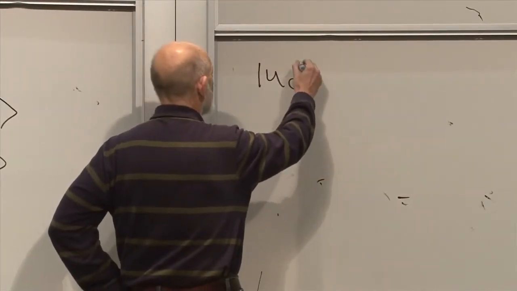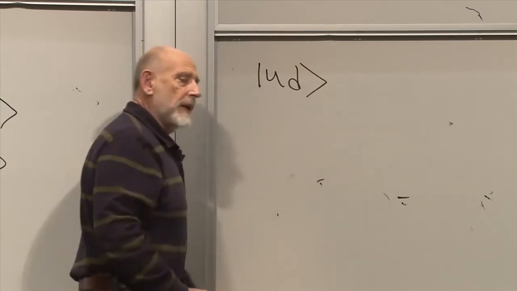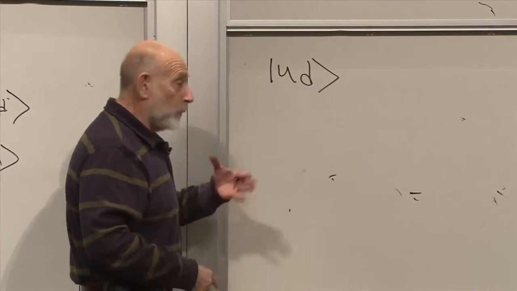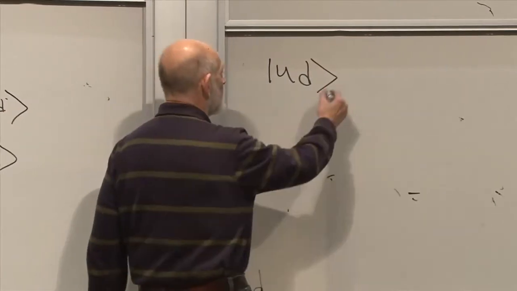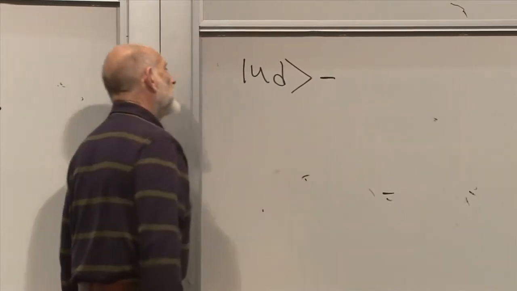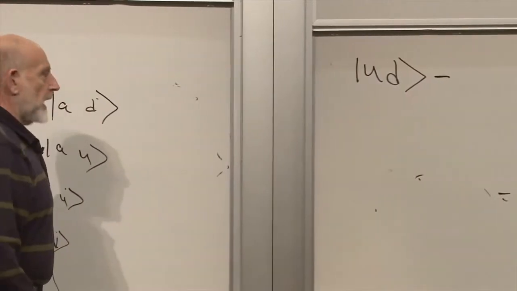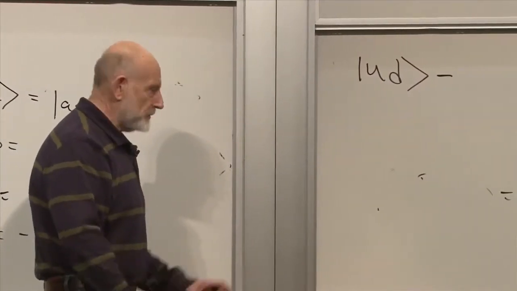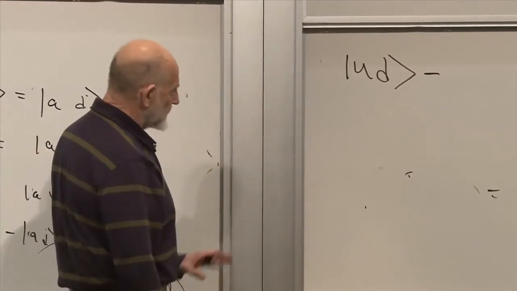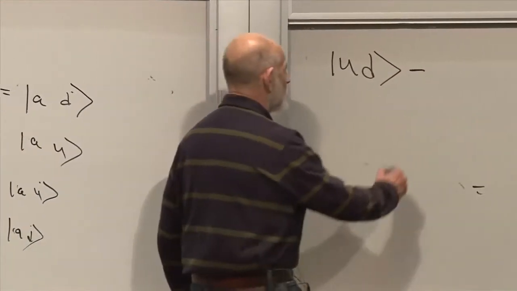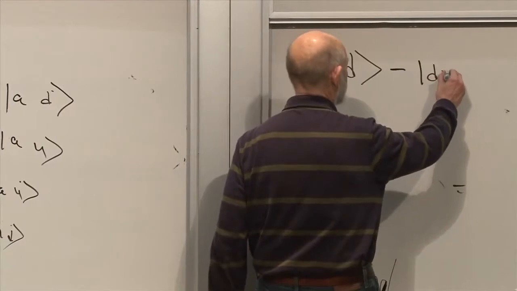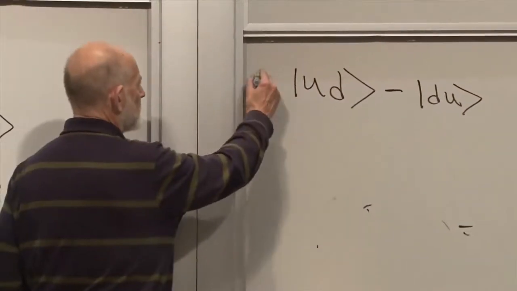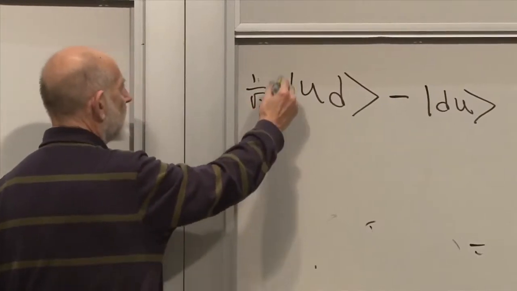Up, down. There are many highly entangled states, maximally entangled states. I'm writing one particular one. Minus, and I'm putting the minus here just because I happen to know that it has a particular property which is not so important at this stage, but let's put the minus there. Minus down up. 1 over square root of 2, of course. 1 over square root of 2 times the whole thing.